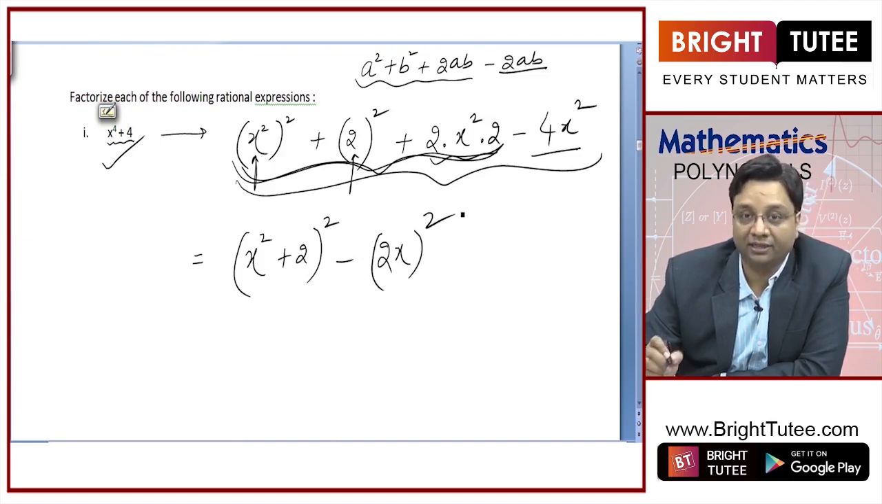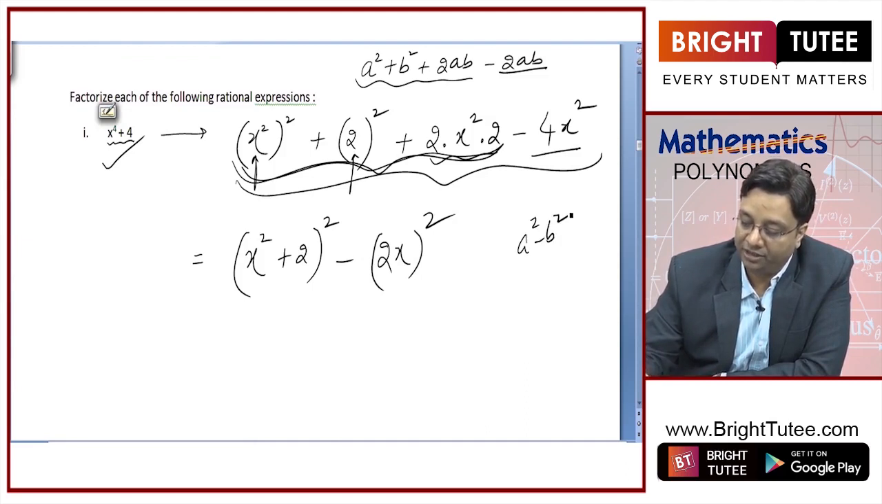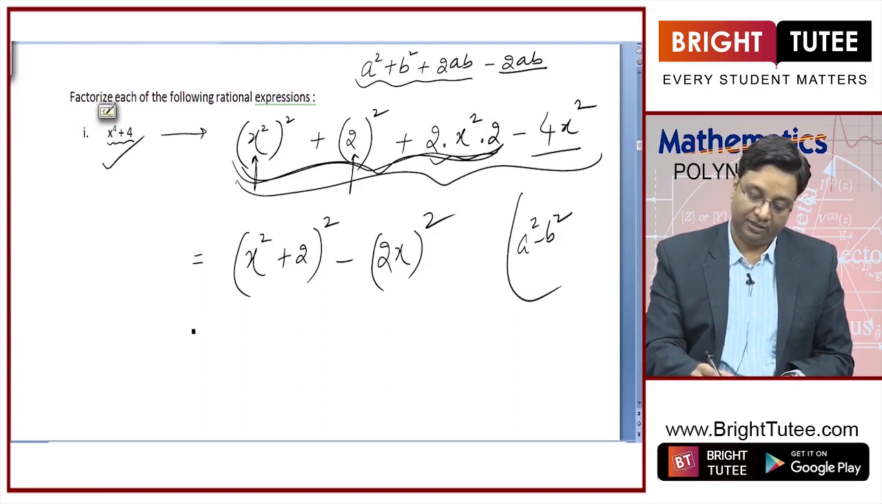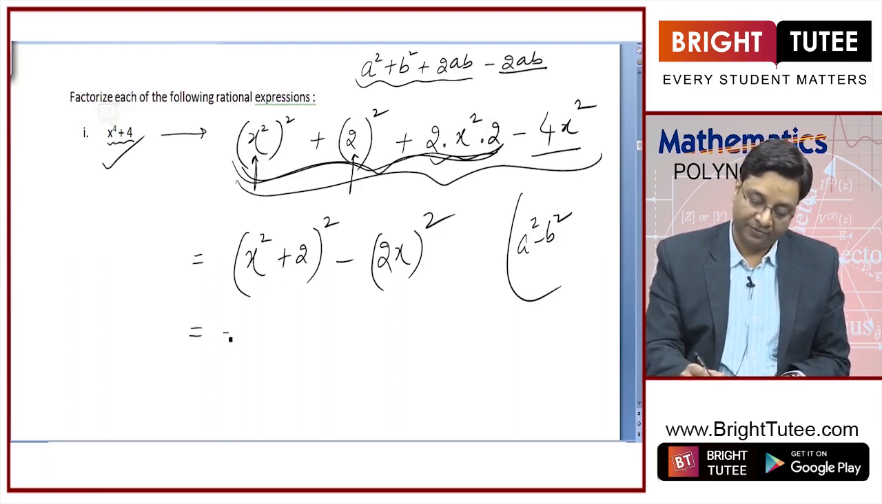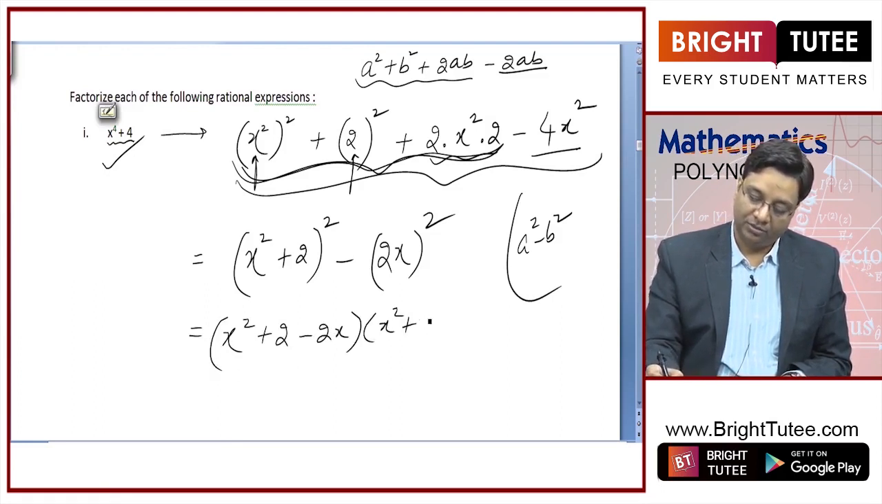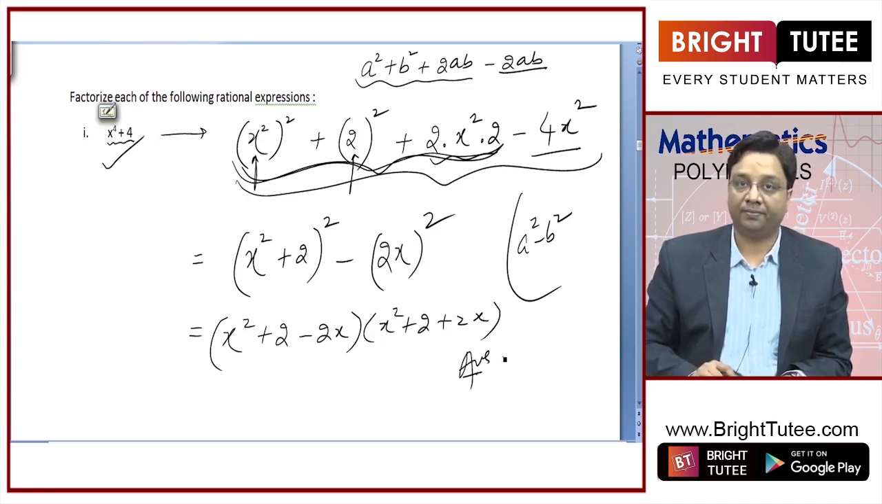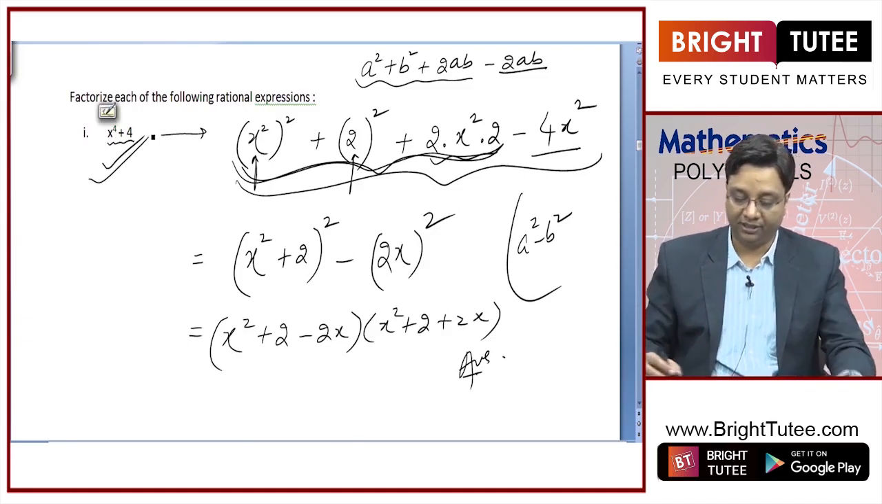Why I am writing it like this? Because I wanted it to be in the form of a square minus b square type, right? So that I can write (a minus b) into (a plus b), which is what I am going to do here. (x square plus 2 minus 2x), (x square plus 2 plus 2x), right? Now this is the required factorized form. Okay, I have factorized this expression in two factors, these.